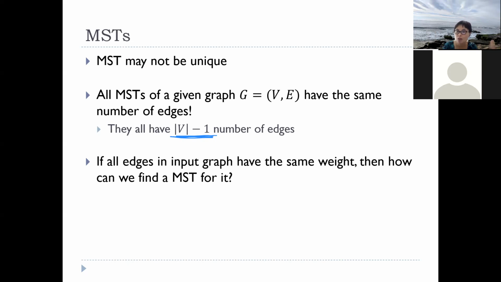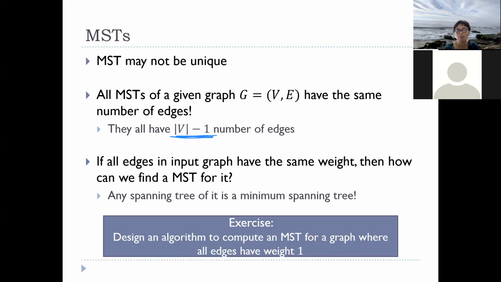So all we need to do is compute any spanning tree of the graph. The question is, how do you do that? Remember that when we perform BFS or DFS, we actually get a BFS tree or DFS tree, and that is a tree that spans all the nodes. So we can just use either BFS or DFS to find a spanning tree of the input graph, which also has to be a minimal spanning tree because all edges have the same weight. You can try to design an algorithm offline to do what I just said. So we know how to find the minimal spanning tree if all edges have equal weights, say weight 1.